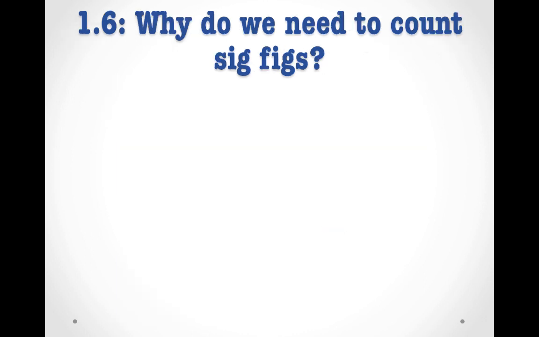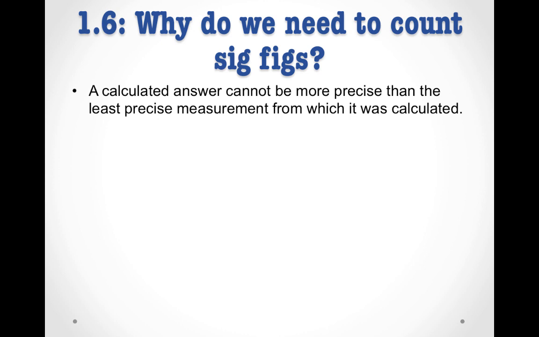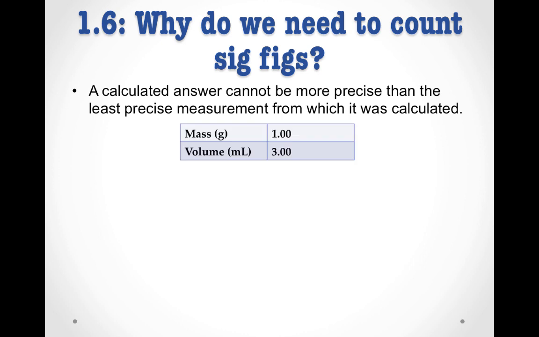So why do we need to be able to count significant figures? Counting significant figures is the first skill we'll learn in this video. Why is it so important? The short answer is a calculated answer cannot be more precise than the least precise measurement from which it was calculated. Imagine the following hypothetical situation. I measure the mass and volume of a sample and find the mass to be 1.00 grams and the volume to be 3.00 milliliters. Each of these measurements were taken to 2 decimal places. Beyond that second decimal place, I know nothing about the mass or the volume.